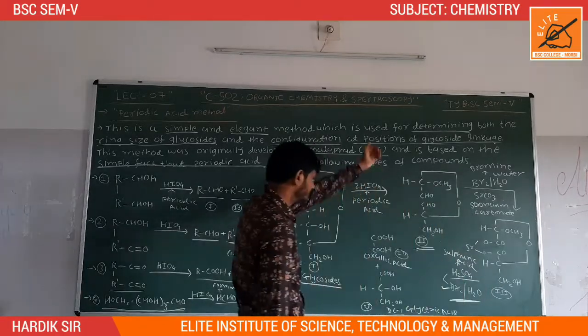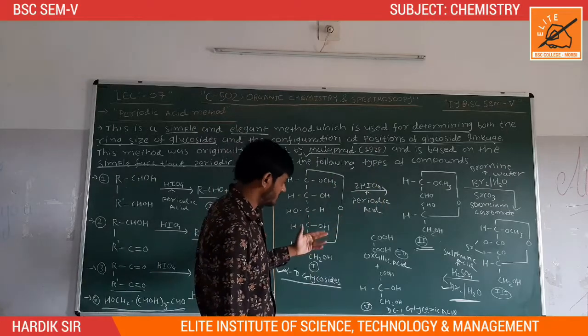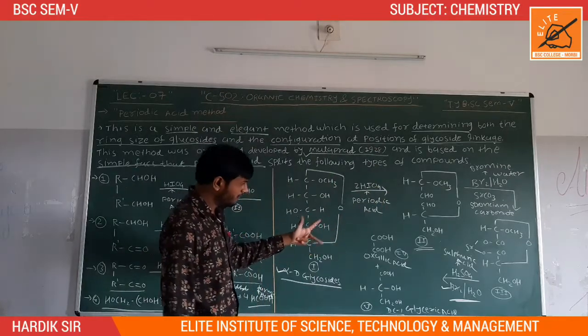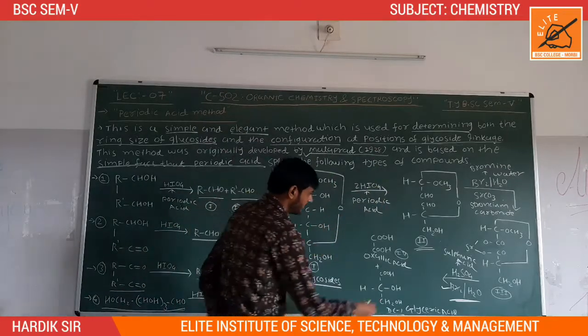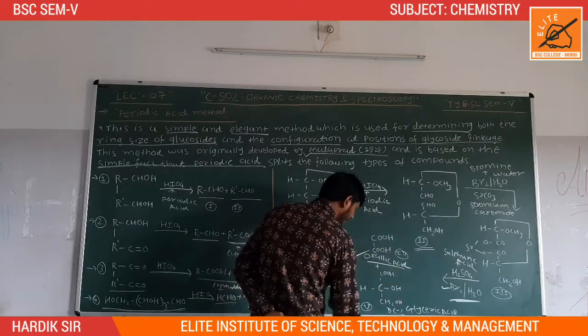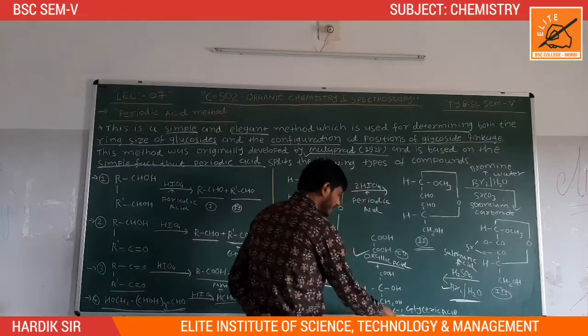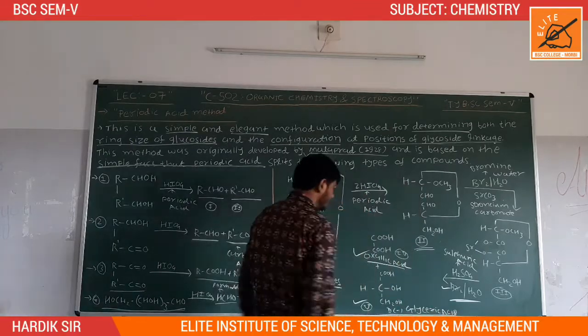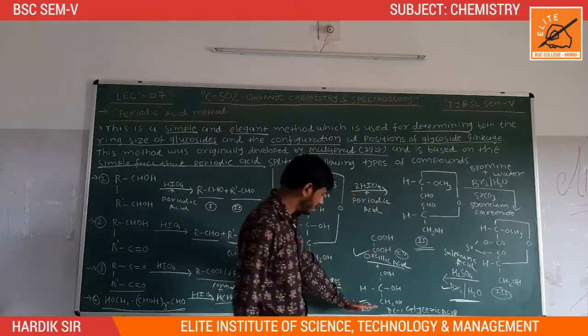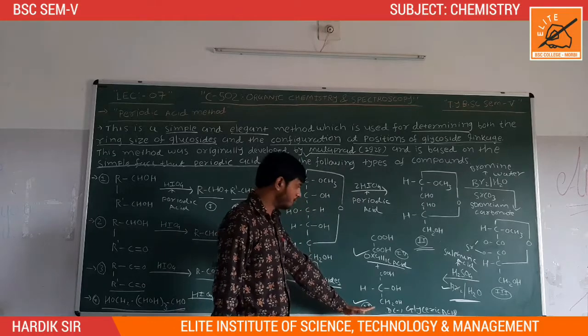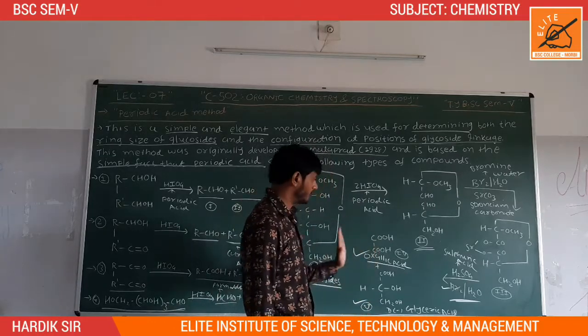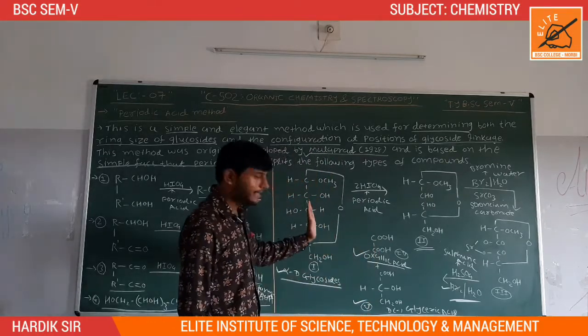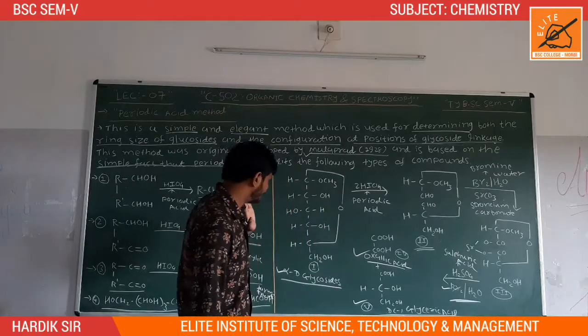And finally we have produced two different types of compounds. The first was oxalic acid and the second was D minus glyceric acid. This is the glyceric acid. This is our fourth compound and this is our fifth compound, and this is our final product. This is the periodic acid method example.